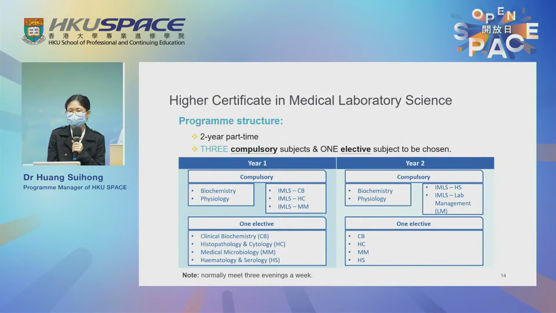To better understand the program objective, let's have a look at the program structure. It is a 2-year part-time program. Each year, students are required to complete 3 compulsory subjects and 1 elective subject. The elective subject can be chosen from the 4 major disciplines: clinical biochemistry, histopathology and cytology, medical microbiology, and hematology and serology. In both year 1 and year 2, students will study the same elective.